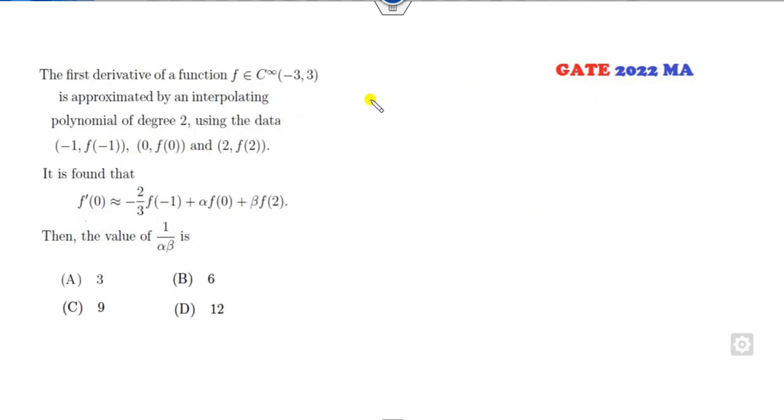Okay, now look at this another one. What is given to you? The first derivative of the polynomial is approximated by the degree 2. Sorry, it's not less than or equal to 2, it's degree 2. This is given to you as a degree 2. Fine. Then by using this here.